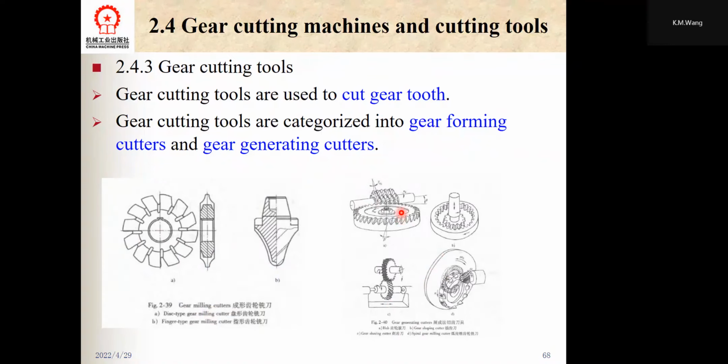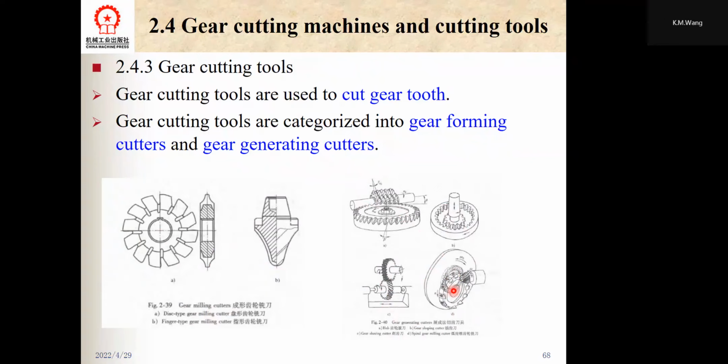And first we can see the hob, with its rotation and movement, and this is the gear shaping cutter, and the third is the gear shaving cutter, and D in this is special gear milling cutters. These are types of the gear cutting tools.